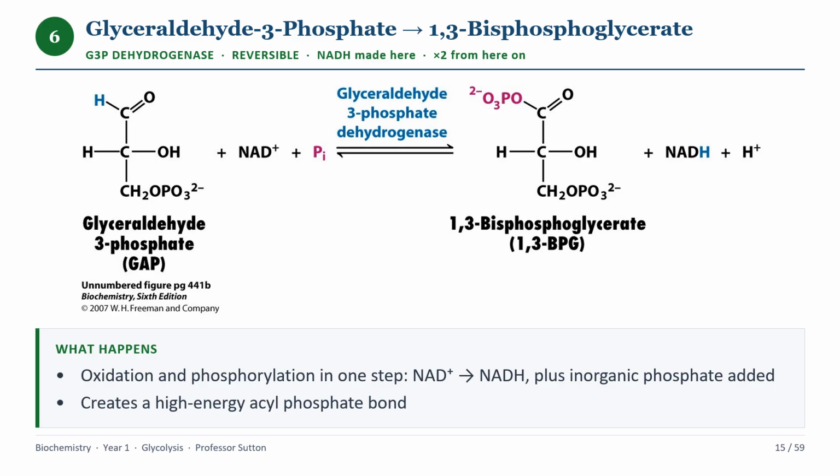Glyceraldehyde 3-phosphate becomes 1,3-bisphosphoglycerate. The enzyme is glyceraldehyde 3-phosphate dehydrogenase. It's reversible, runs twice. 2 things happen in one reaction. An oxidation, NAD plus is reduced to NADH, and a phosphorylation, inorganic phosphate, not ATP, is attached, creating a high-energy acyl phosphate bond.